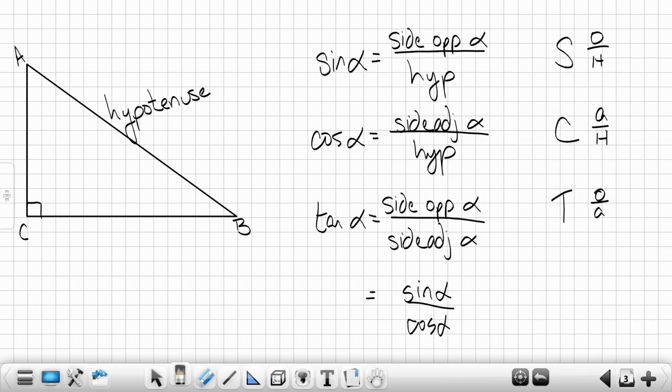SOHCAHTOA, SOHCAHTOA. Sine, opposite hypotenuse. Cosine, adjacent hypotenuse. Tangent, opposite adjacent.